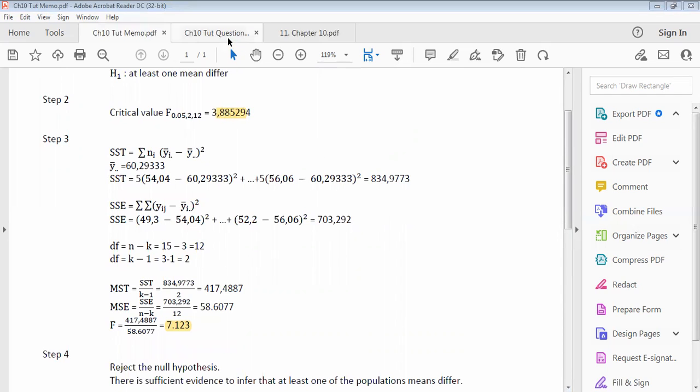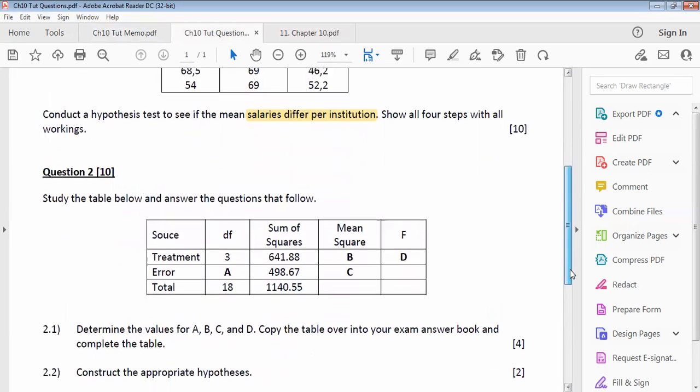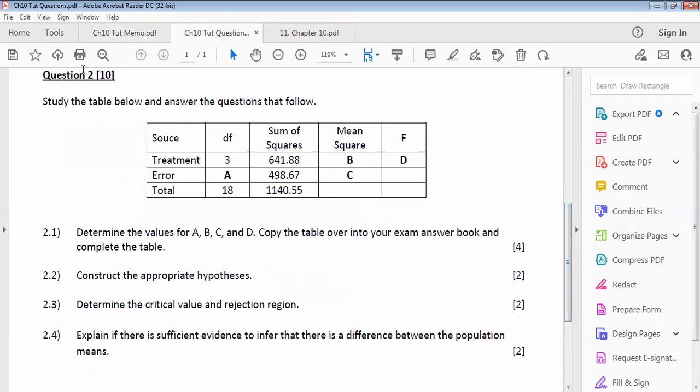All right, guys. So let's go to question 2 before we run out of time. Question 2 is very easy. Study the table below. They're asking you to find the error sum of squares. So this is SST, SSE. They ask you to determine the mean of B. So who can find what B is?